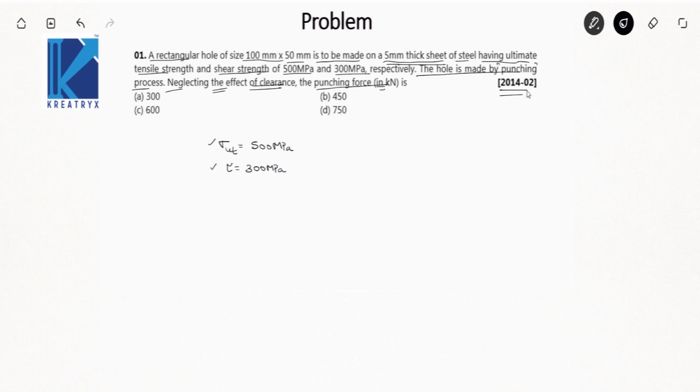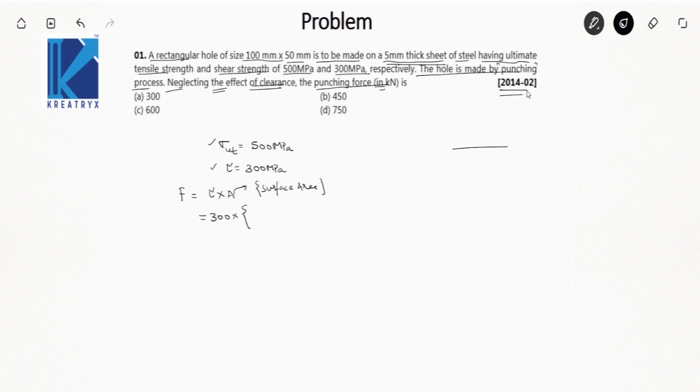So what is the punching force required? The punching force will be tau into the area. What is the area here? Area is the surface area through which the punch will pass. Now tau is 300 megapascal. Now we'll calculate the area.